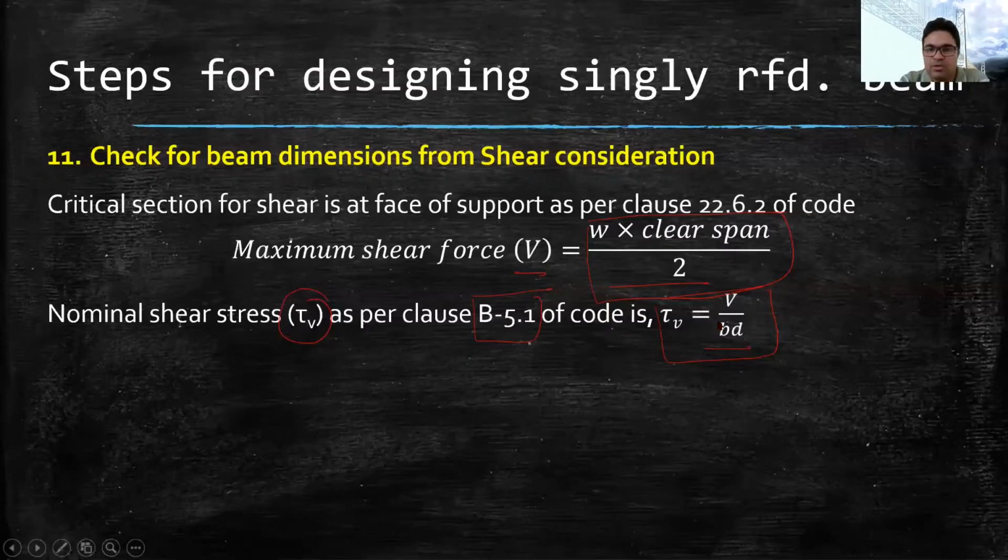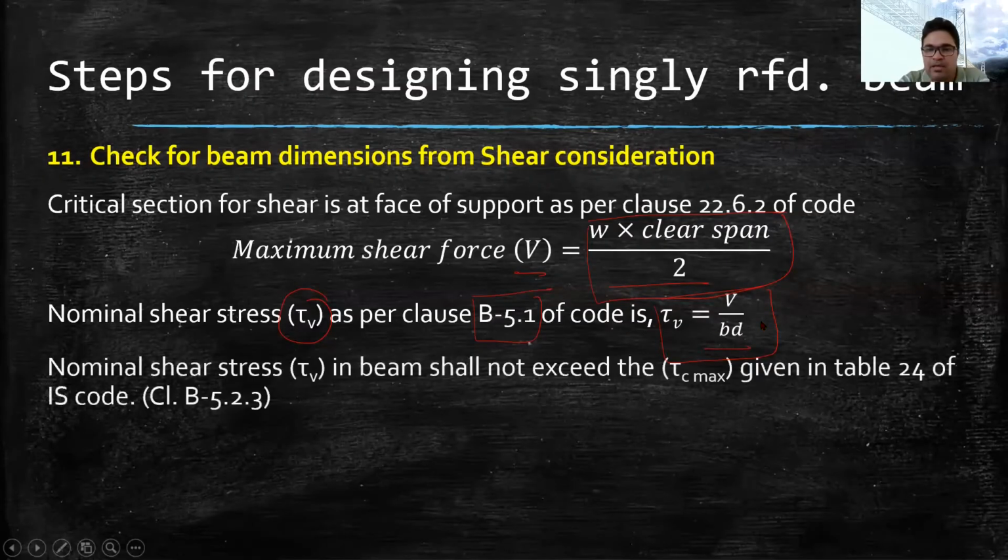Now, after calculating the value of tau v, we make sure that this tau v value is not exceeding the value of tau c max. As I said, tau c max is the maximum shear strength of the concrete, and we can find the tau c max value from Table 24 given in the IS code. I will show you the same table. It says tau v should not exceed tau c max. If by chance tau v exceeds tau c max, then we can say that the beam will fail under shear because of the diagonal compression. So to resist the diagonal compression, we make sure that tau v is less than tau c max.